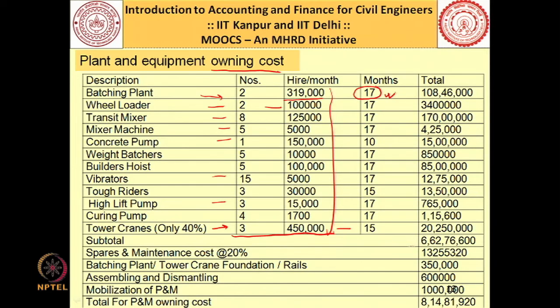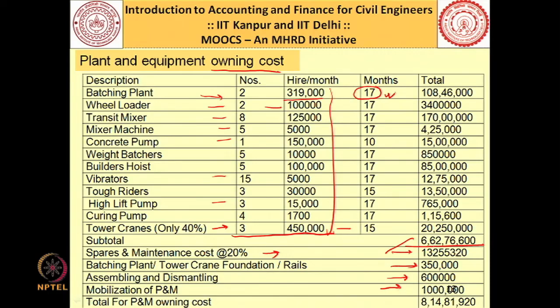So, I go on doing this, I calculate it, this value I am getting. Normally about 20% extra I keep towards spares and maintenance costs. So, 20% of this I have added here. Now, batching plant, tower crane, they require foundation, and for that also you need costs. So, I have estimated this cost separately. Assembling and dismantling also involves cost. So, that also has been taken care of.